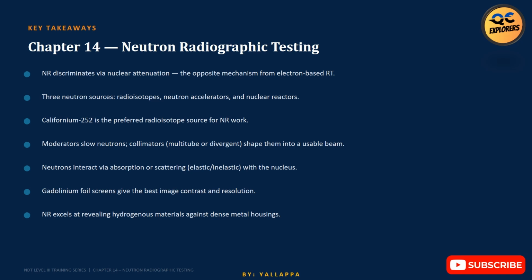In professional practice, your responsibility extends far beyond operating equipment. A Level 3 inspector must select the appropriate inspection method, ensure compliance with applicable codes and standards, interpret results accurately, and provide technically sound recommendations that contribute to the safety and reliability of critical equipment.